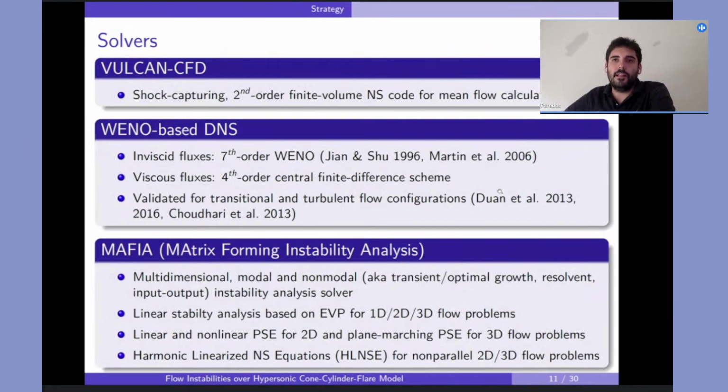And then for the stability analysis, we use the MAFIA solver. It's a matrix-forming instability analysis, a multidimensional model and non-modal stability analysis solver. It does linear stability analysis based on the eigenvalue problem for 1D, 2D, and 3D flow problems, and linear and non-linear PSE for 2D and plane-marching PSE for 3D flow problems. And also the harmonic linear Navier-Stokes equations, as I mentioned before, for non-parallel 2D and 3D flow problems.